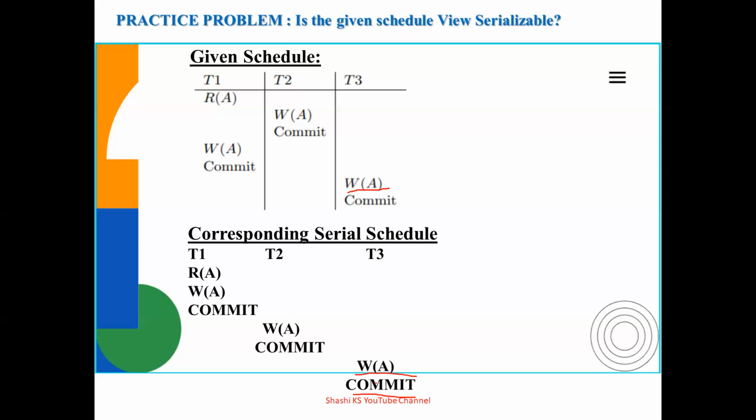Remember that if you have 2 data items A and B, then you have to check this for both data items. So the final write is performed by the same transaction in both the non-serial schedule as well as in the corresponding serial schedule. Since the given non-serial schedule is view equivalent to one of its serial schedules, which is T1, T2, T3, I can say that the given schedule is view serializable.